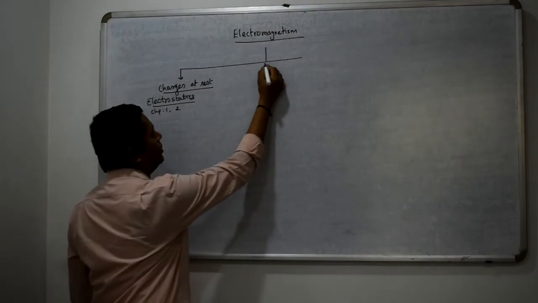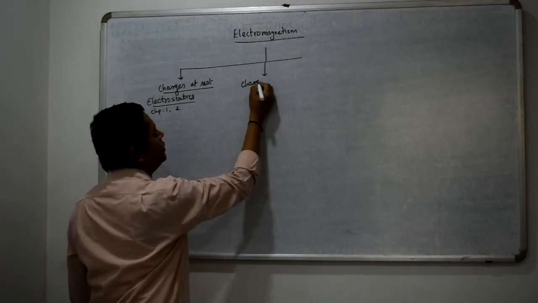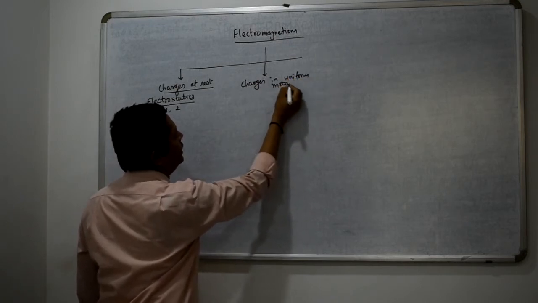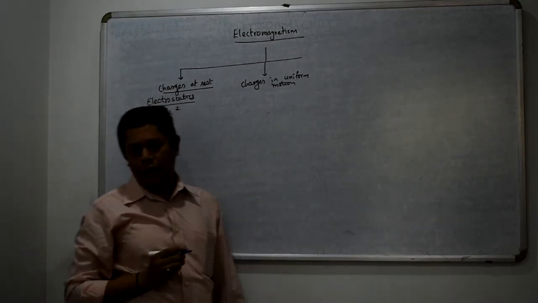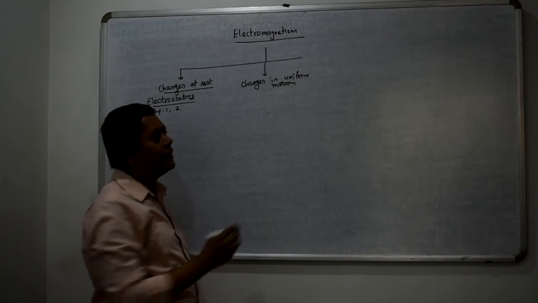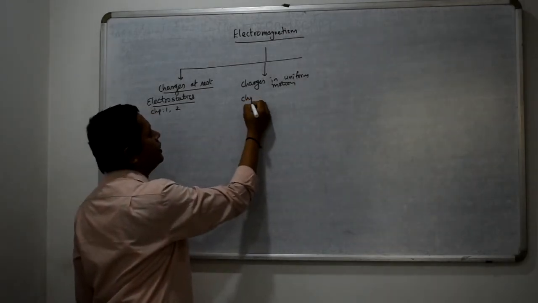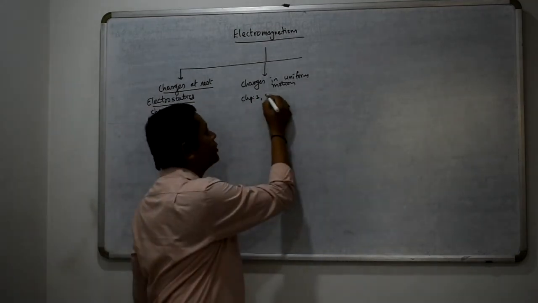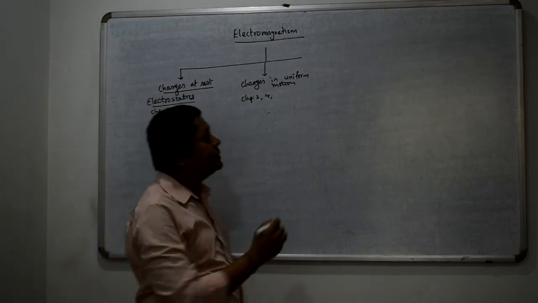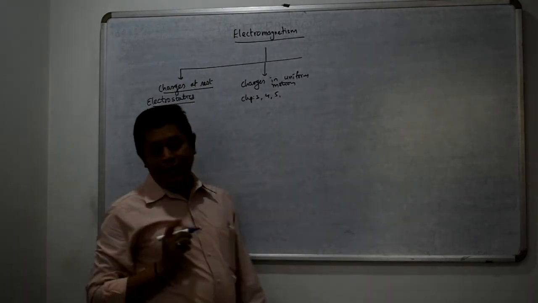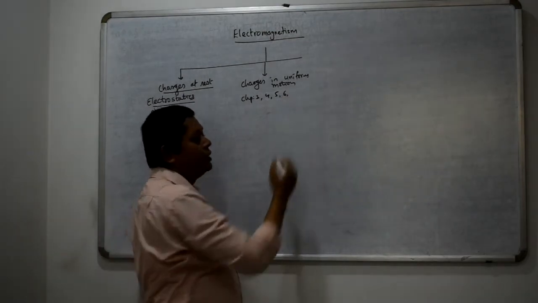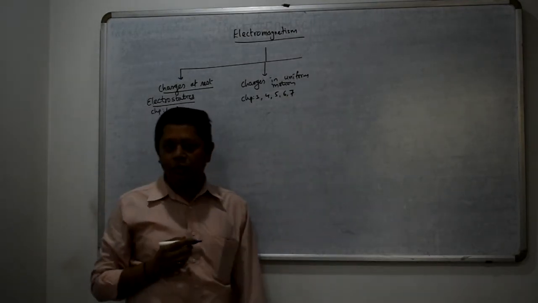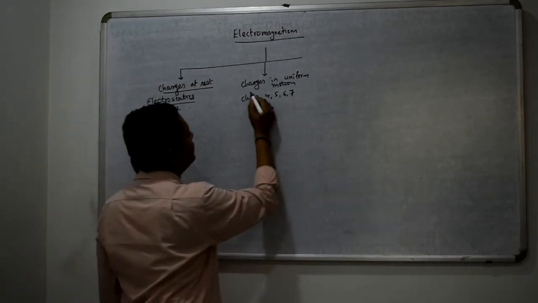Then charges in uniform motion. In this topic you are going to study around 5 chapters. What is current electricity, that is chapter 3. Then magnetic effect of electric current, that is chapter 4. Magnetism and matter, that is chapter 5. Electromagnetic induction, that is chapter 6, and alternating current, that is chapter 7. These 5 chapters are based on charges in uniform motion.